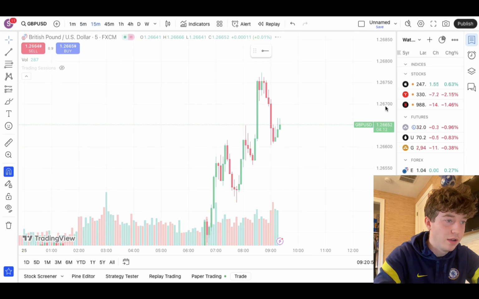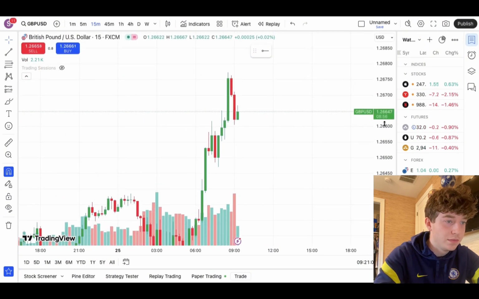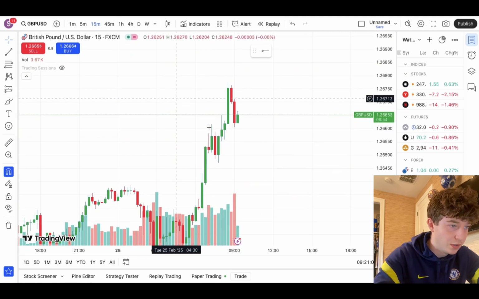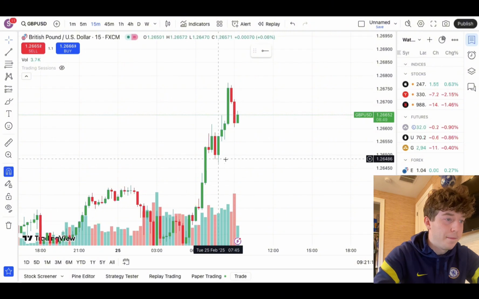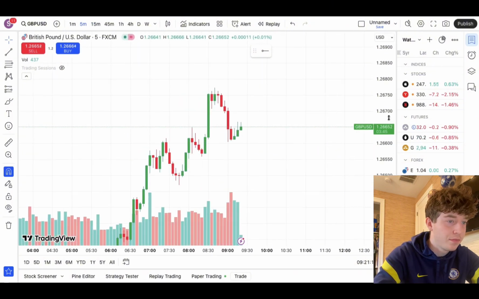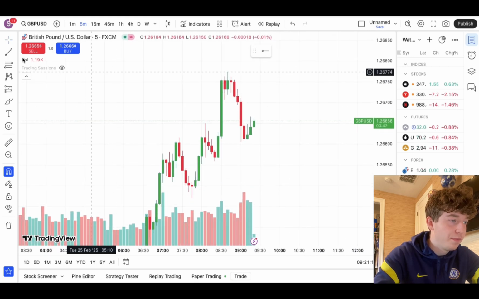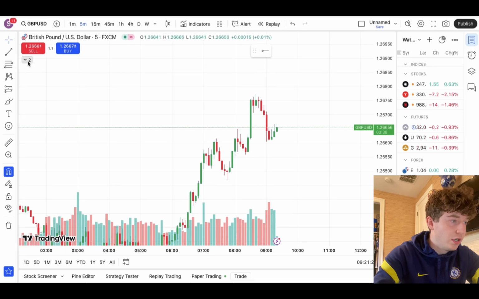in the 15-minute we are definitely, why isn't it loading? Why is this not loading? Okay. Yeah, we are bullish in the 15-minute. So unless this breaks structure, then we should be good to go. So what are we looking for? Retracement.